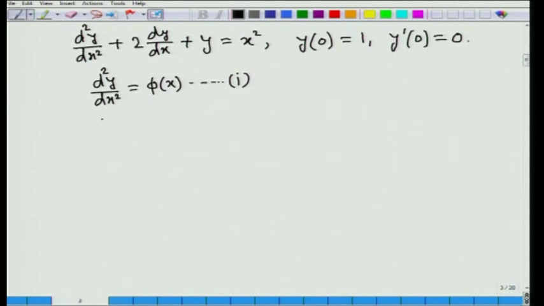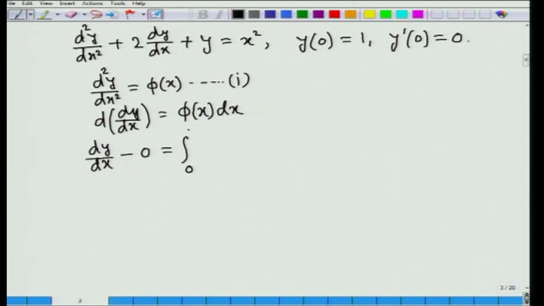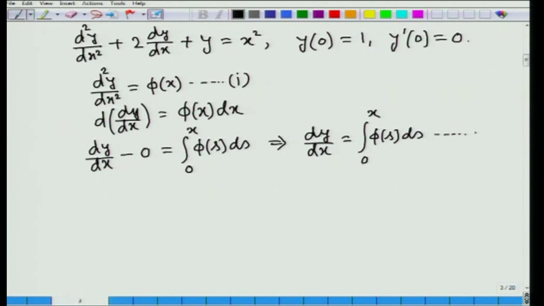So, this equation we can rewrite as d of dy/dx equal to phi(x) dx. Now, here the initial condition is given at x equal to 0. So, if we integrate from 0 to x, then you can find dy/dx minus 0. This 0 is coming due to the given condition y'(0) equal to 0. This is equal to the integral from 0 to x of phi(s) ds. So, this actually implies dy/dx comes out to be the integral from 0 to x of phi(s) ds, call it equation 2.